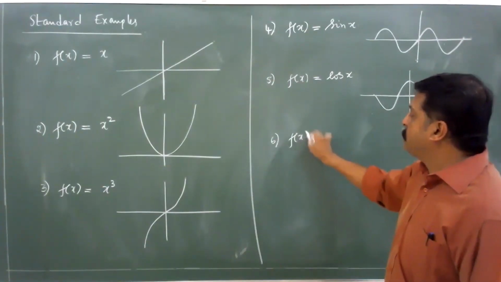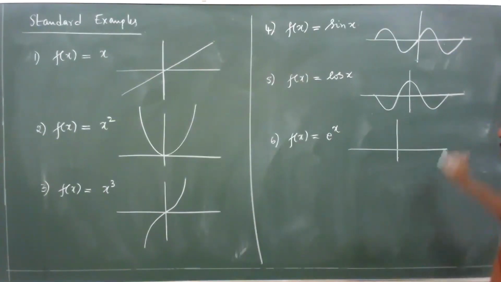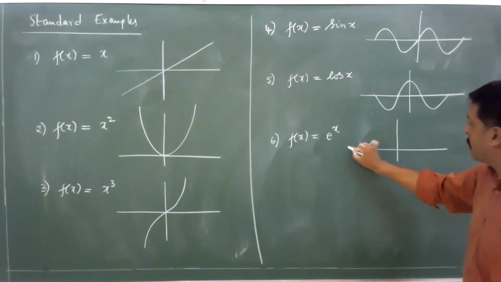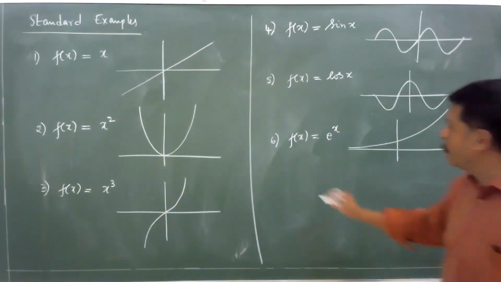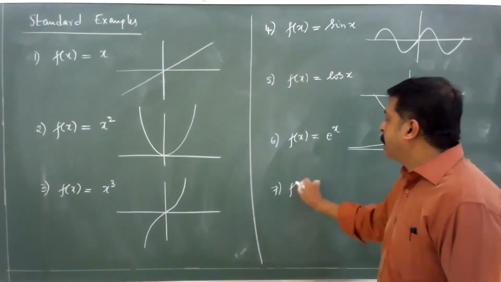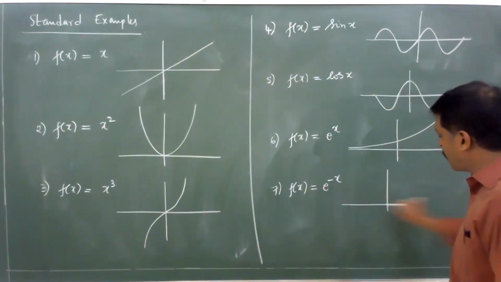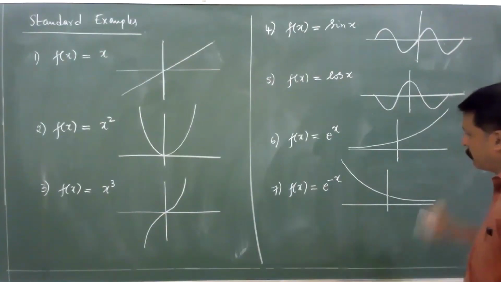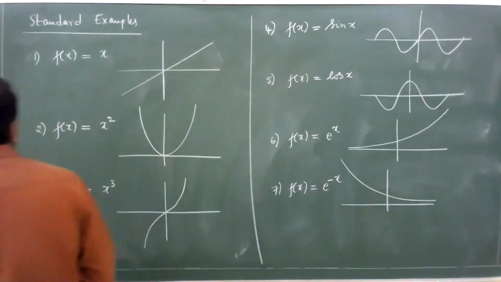F of x is equal to e to the power of x. How will the graph be? Again, a continuous graph, no gap, no breaks in between. F of x is equal to e to the power of minus x. How will the graph be? This is the graph of e power minus x. Few more examples.